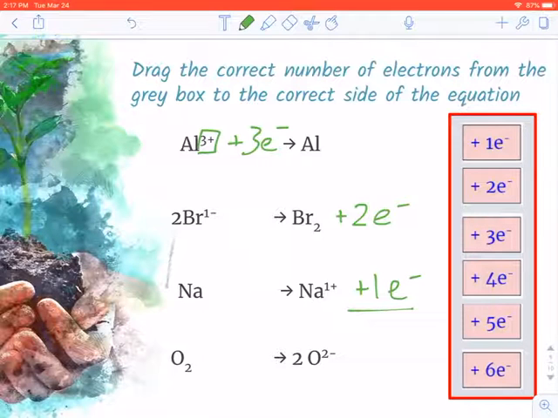And then finally, our last one, we've got 2 oxygens. Each of them is gaining 2 electrons in this process. So that is going to be 2 electrons from each oxygen, 4 electrons total. And this time we're putting it on the left side, because this is the side where the oxygen is neutral, and it is more positive than being negative on the right side.